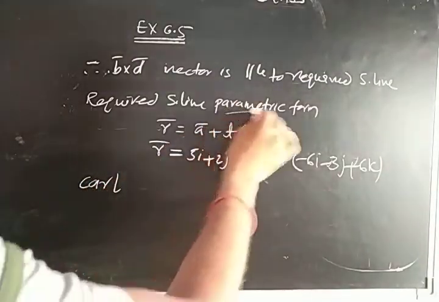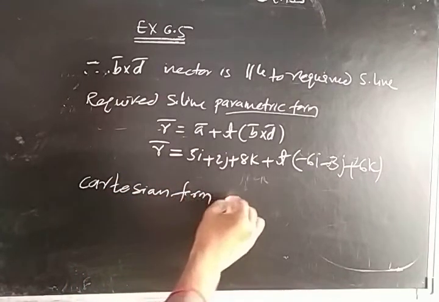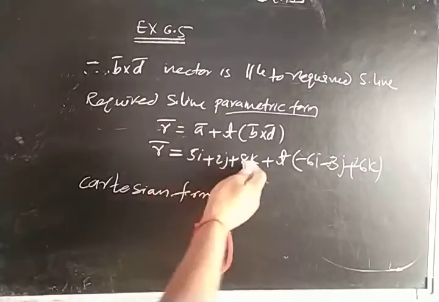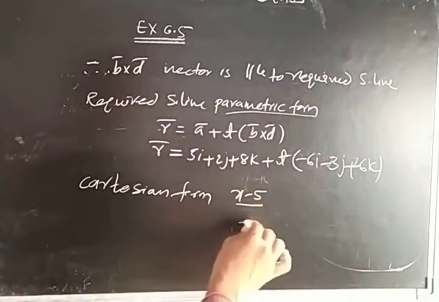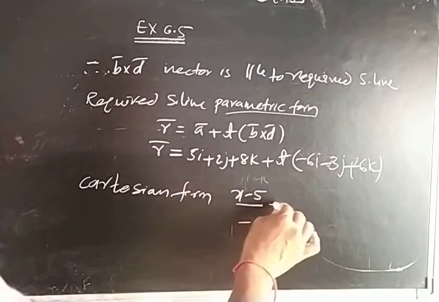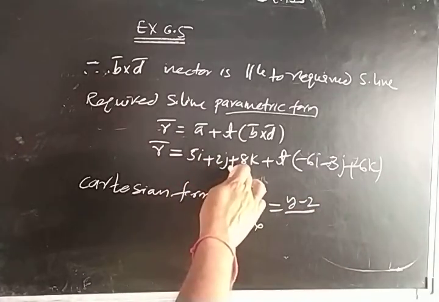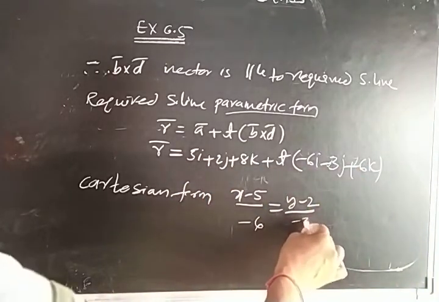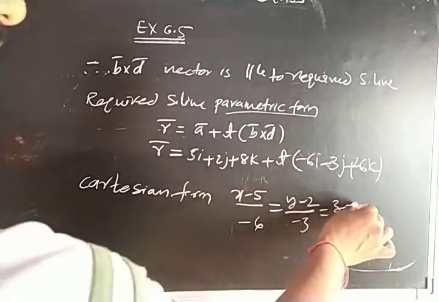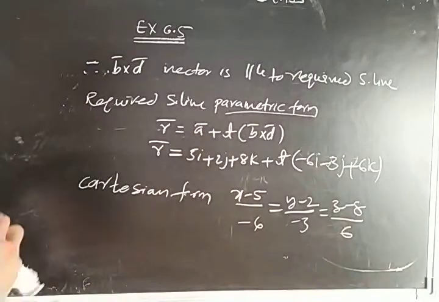This is parametric form. Now Cartesian form. What is the point on the straight line? 5, 2, 8. So x minus x1, 5, is parallel to this vector. No, these are direction ratios. Minus 6; y minus the point's y coordinate, 2, that is x1, y1, z1, and this is the parallel vector. Here minus 3, z minus 8 by 6. This is the Cartesian form of the required line. Okay, and this is the parametric form of the required line.